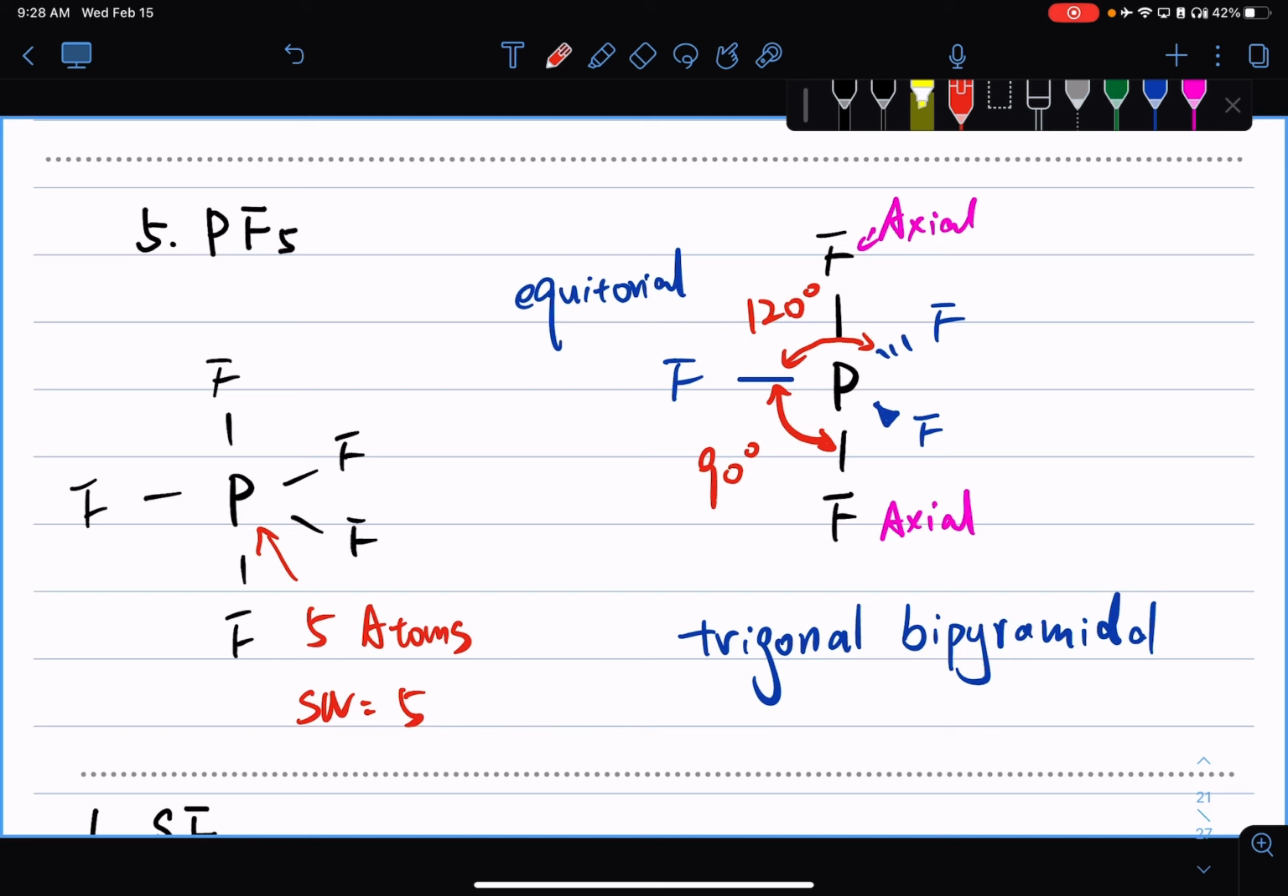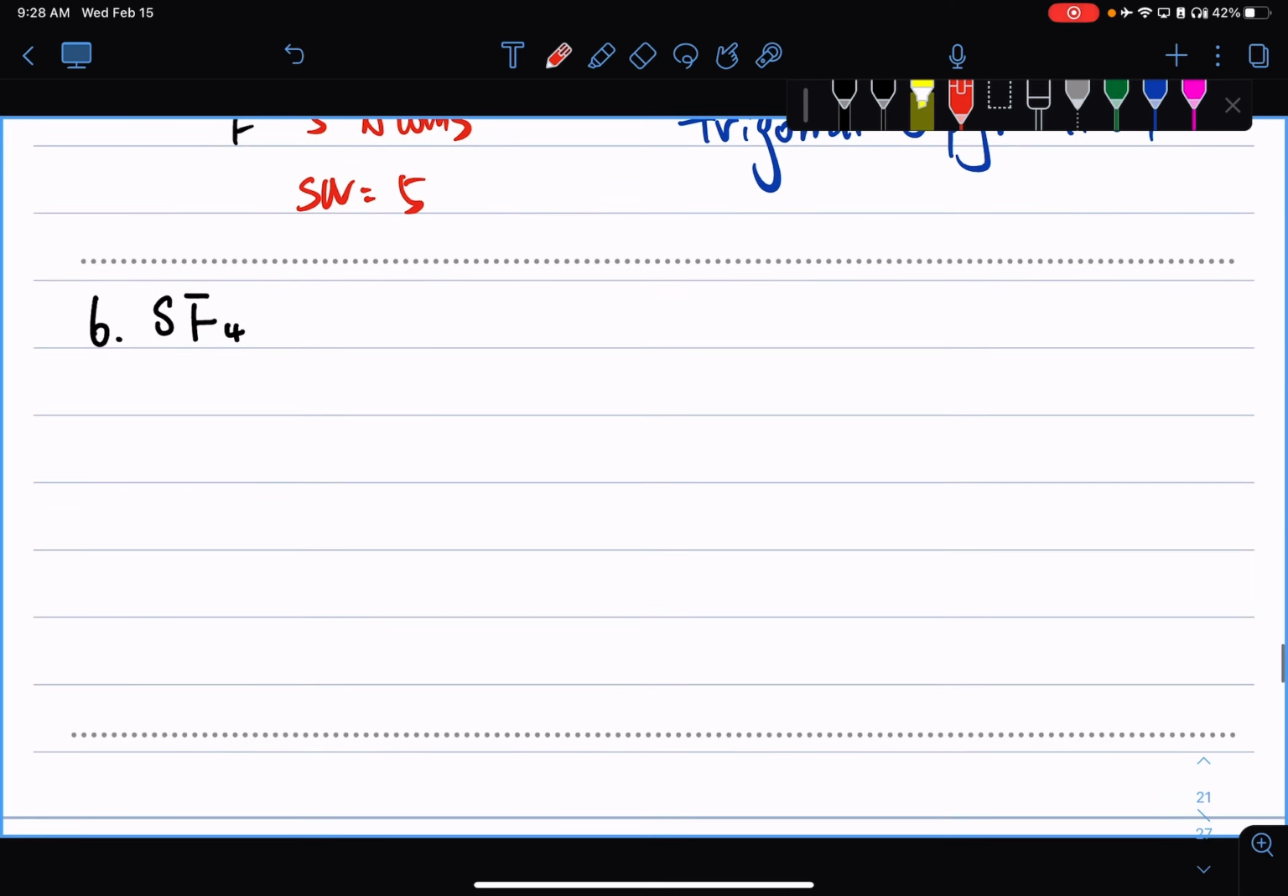One last example here, SF4. So, sulfur is bonded to 4 fluorine atoms with a lone pair. Again, sulfur is violating the octet rule, and it's okay. It's our period 3 atom. It can violate the octet rule.